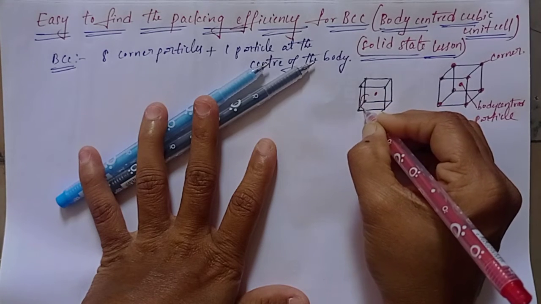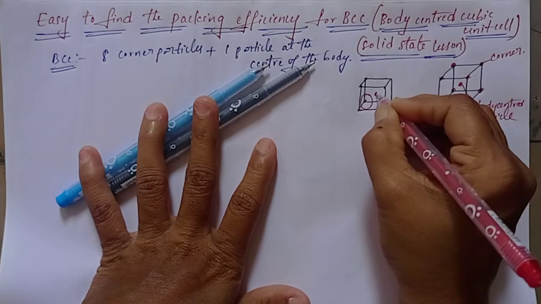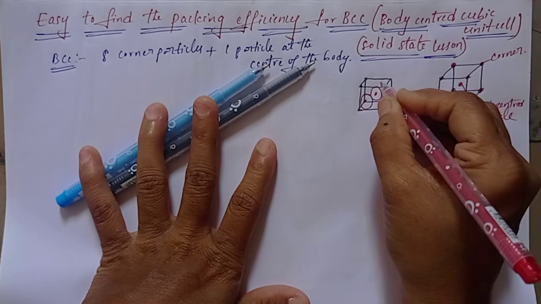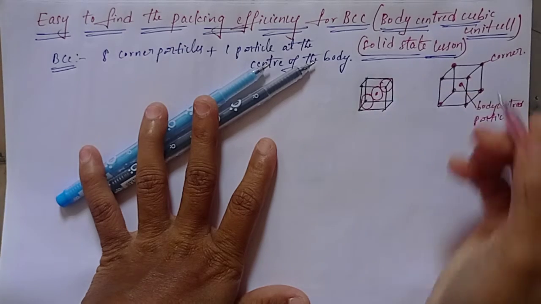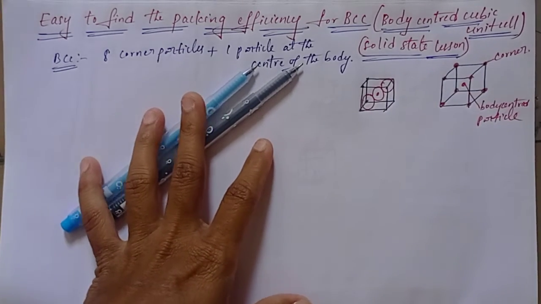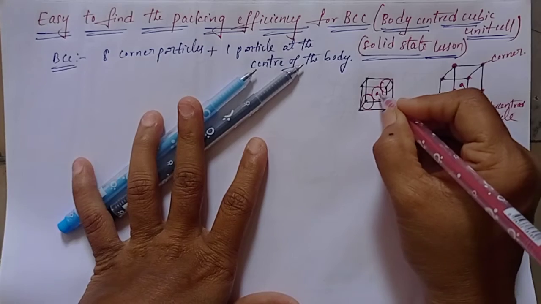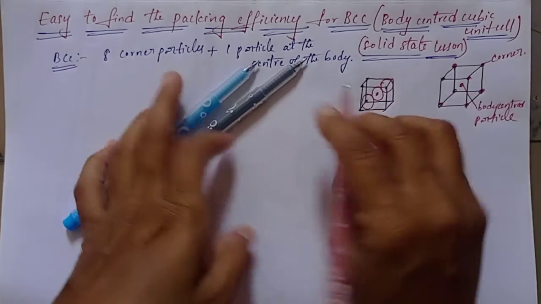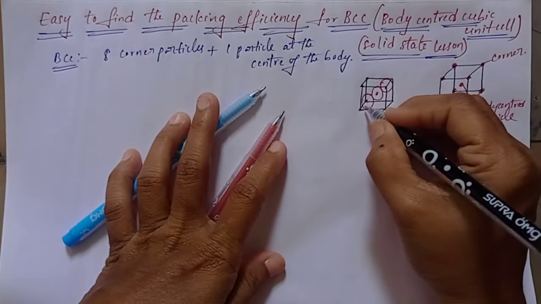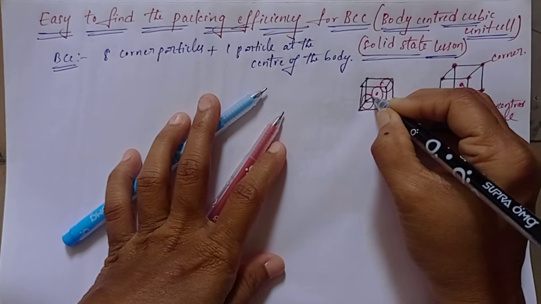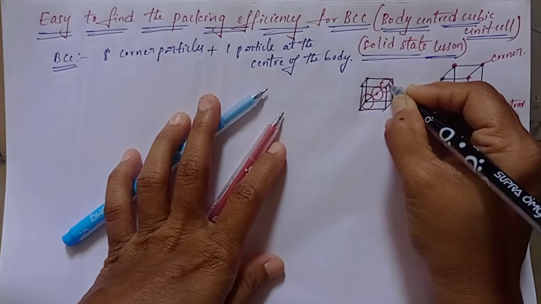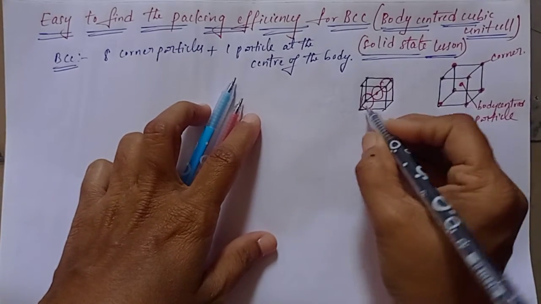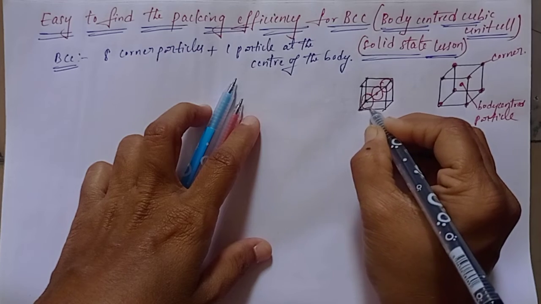Already we know that the particle is considered as a sphere, and this particle also is considered as a sphere, and this particle also. Are you understanding? So I'm taking these two particles and this one. Please join this line, students: body centered particle and corner particles. Like this, join. Now here I'm taking one face diagonal.